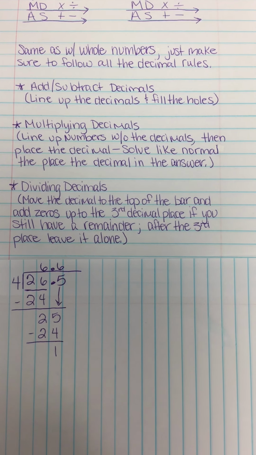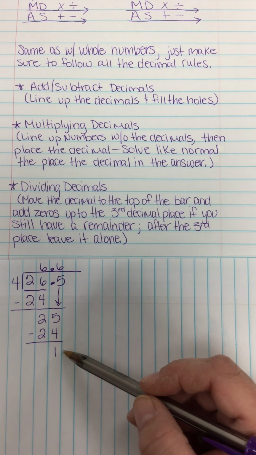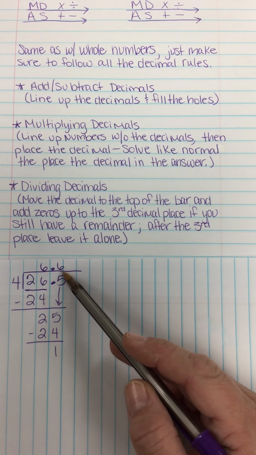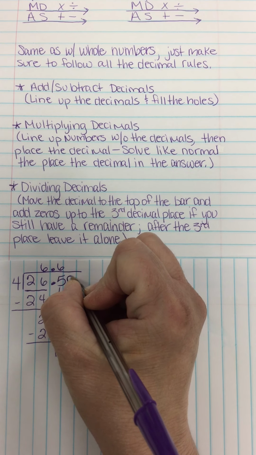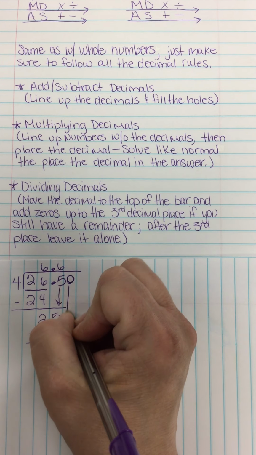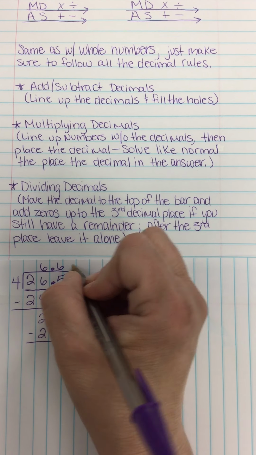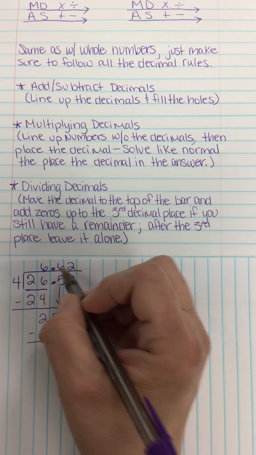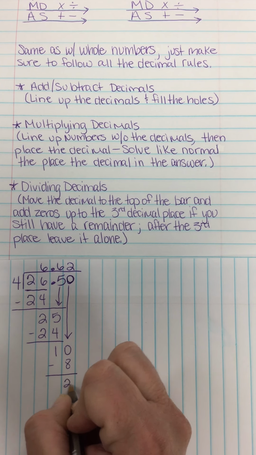Okay, so I have a remainder. Okay, in division of decimals, we can't have a remainder. I've only gone 1 place behind the decimal. So I can add a 0 into my dividend and bring it down. 4 will go into 10 2 times. 2 times 4 is 8. Subtract, and I get 2.